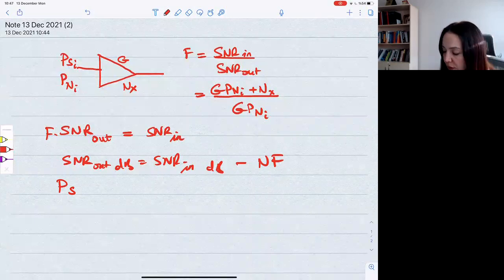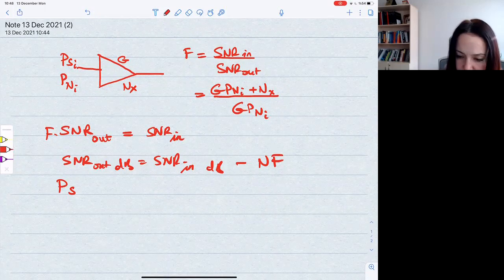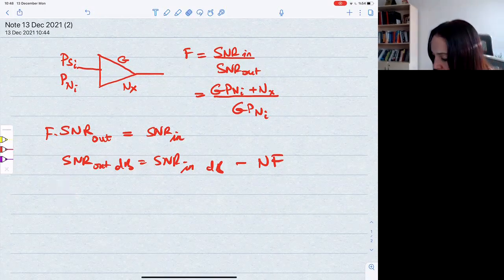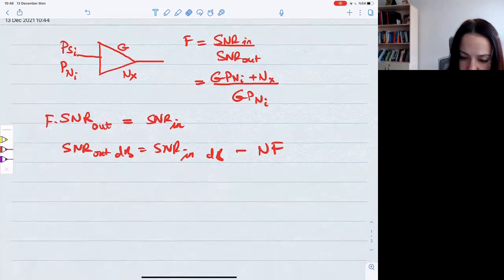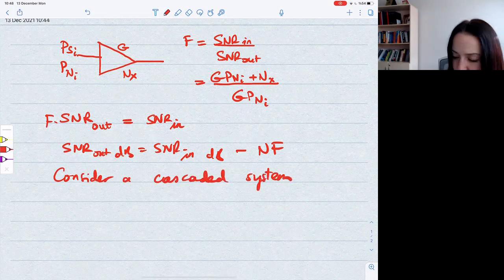Okay. So now let's do some computations on a two-stage, cascaded system of amplifiers. Suppose we have two stages.